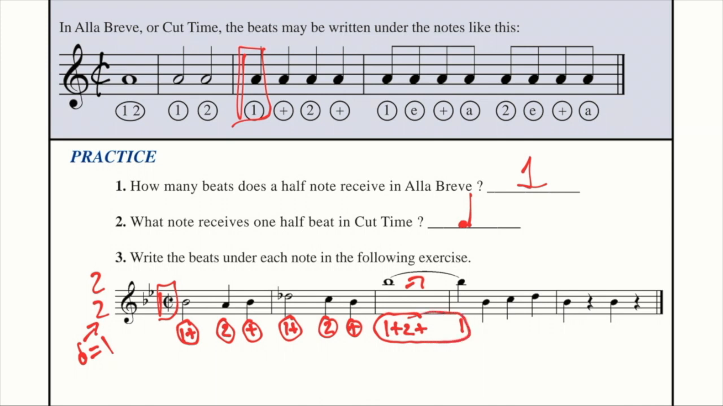1 and 2 and 1, because of the tied note. And circle, 2 circle, and circle. Bar line, we begin counting with 1 again. 1 circle, and no circle, 2 circle, and no circle. And that concludes the exercise.